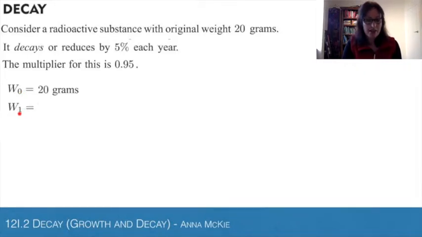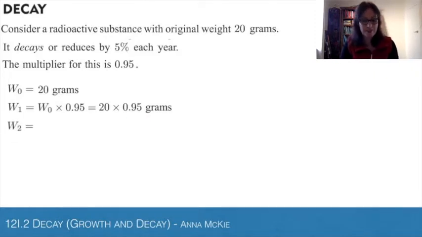After 1 year has gone past, so that's subscript 1, what are we going to be left with? You've got that 20 grams and you need to multiply it by 0.95. So you're reducing it by 5%, but using the multiplier will take you straight to an answer. We take our original amount and multiply it by 0.95, which is 20 times 0.95.